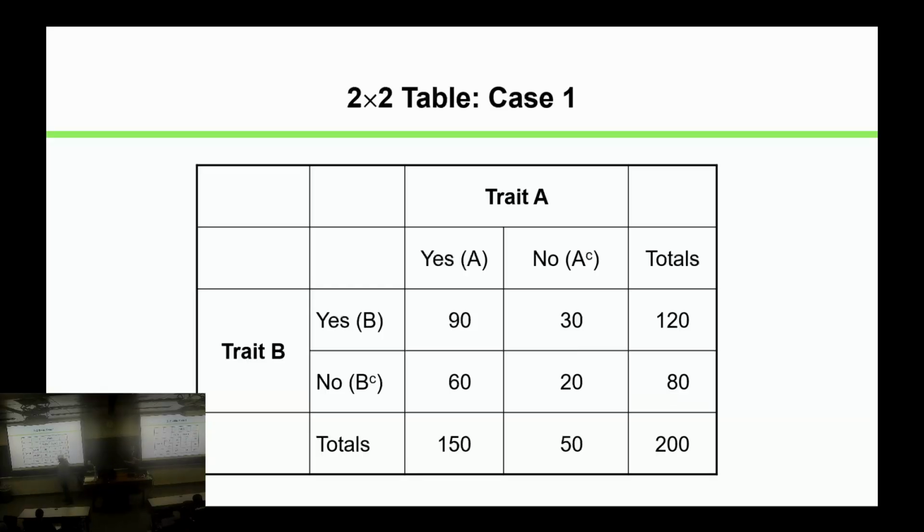But then we've got all our intersections, and there's 90 people who show both trait A and trait B. There's 60 that show trait A, but they don't show trait B. There's 30 that don't show trait A, but they do show trait B, and there's 20 that don't show either trait. And so we've got these marginal totals there, and when you look at those marginal totals, that's the number that show trait A, that's the number that don't show trait A. Those numbers have to add up to the total of the 200 people, okay?